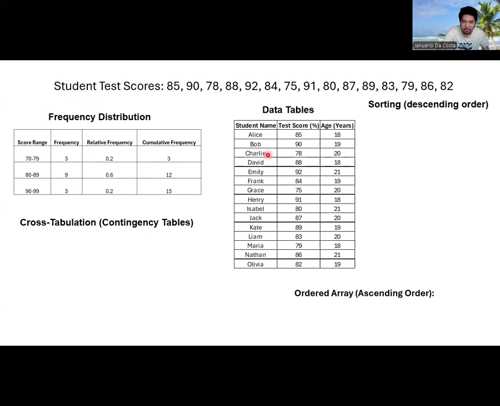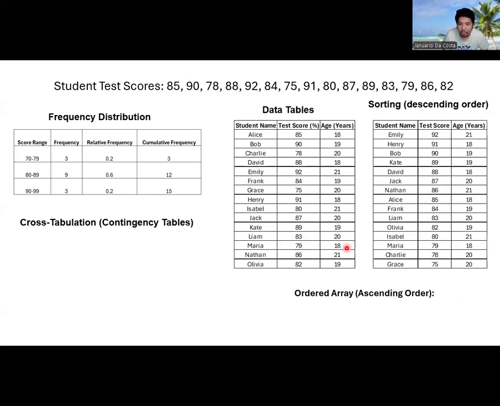For example, the name is Alice. Alice got a test score of 85%. Alice is 18 years old. For example, Jack got 87% in his test score, and the age of Jack is about 20 years old. Okay, for example, Maria got the test score of 79%, and the age of Maria is 18 years old. Yeah, so that's what you call a data table.